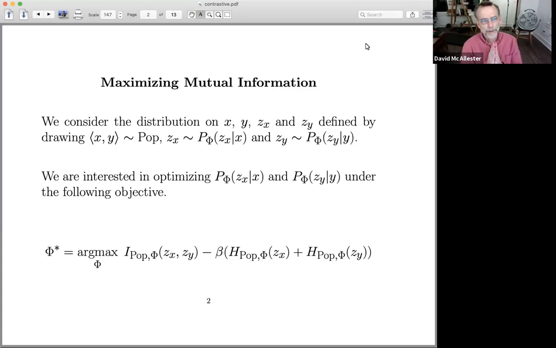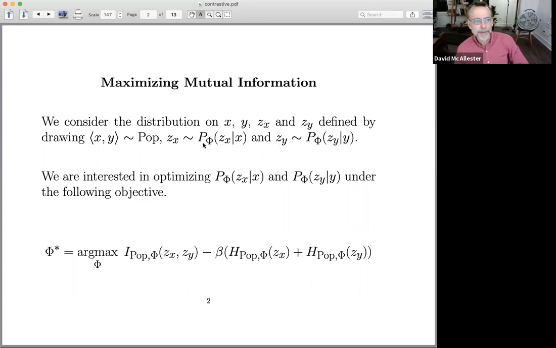So the first thing I want to talk about is where we were in the last section. So we've got a population on a pair XY. This might be an image and this might be a sound wave. And then given an X, we're going to define something that takes X to some abstraction of X by defining a probability distribution. Given a Y, we define something that takes Y to an abstraction of Y.